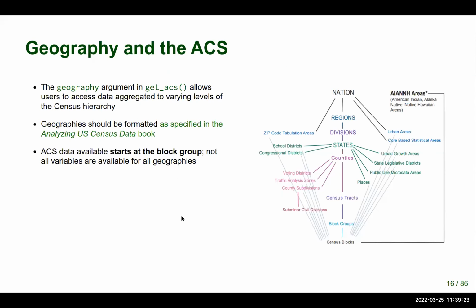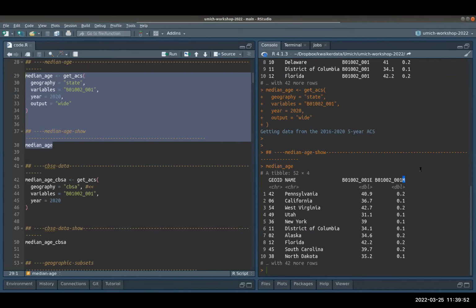So let's talk a little bit about geography, and let's talk a little bit about variables in the ACS as we get more comfortable working with this information. We use the geography argument in getACS to access data that's aggregated to varying levels of the census hierarchy. If you follow the link here and look at chapter 2 of the Analyzing US Census Data book... Eric, I noticed you just asked, is it possible to pull MOEs in wide form? That's exactly what we just did. You see here, the columns that have a suffix with M, that's your margin of error.